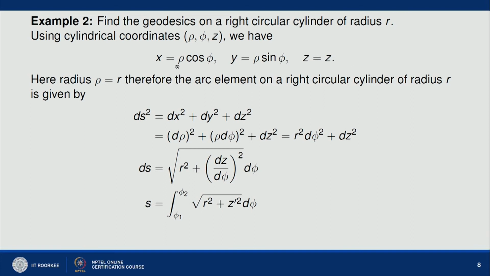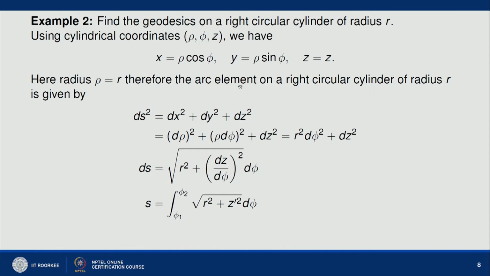So when you find out g22, it is the square of del x by del phi, which is rho square sin square phi, plus del y by del phi square, that is rho square cos square phi. When you add these two, it comes out to be rho square. Similarly, you can find g33. So you can say that your ds square is given as d rho square plus rho square d phi square plus dz square. Now for this, rho is fixed, so rho is given as r.